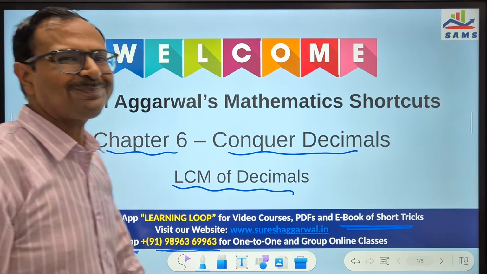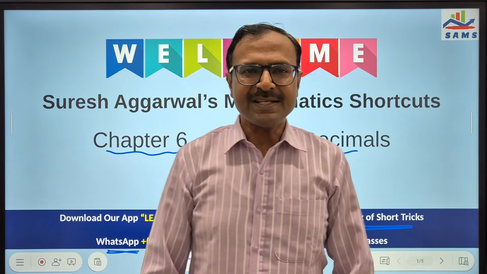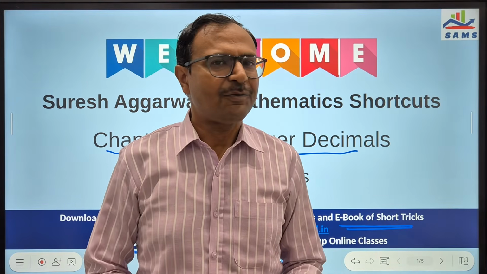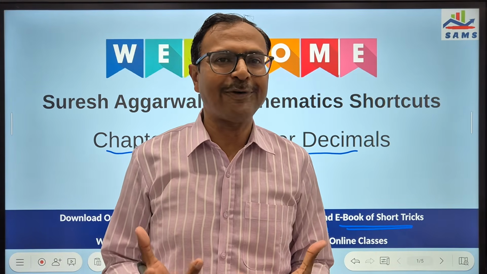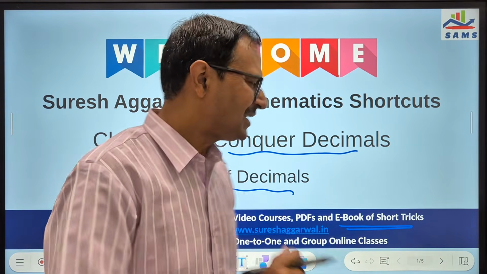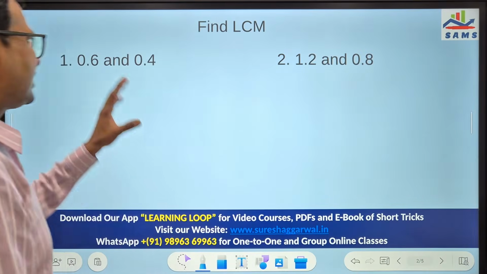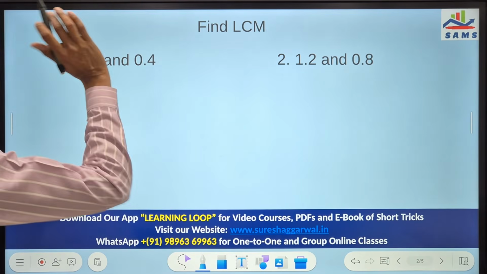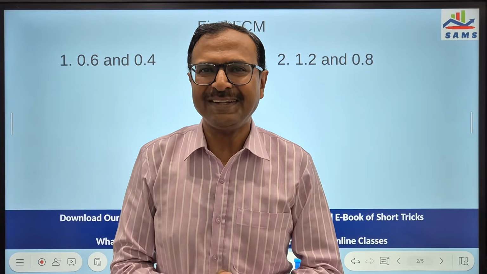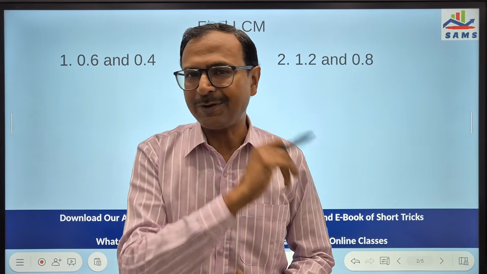So friends, let's first see some basic examples, and then once we are through with the concept of finding the LCM of decimals, we will take up the big examples also, right? So the first question I am going to take up is 0.6 and 0.4, 1.2 and 0.8. Easy questions first, and that helps us in building the concept.